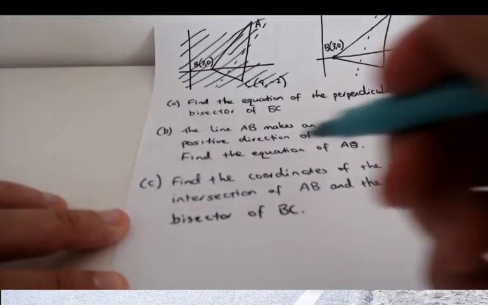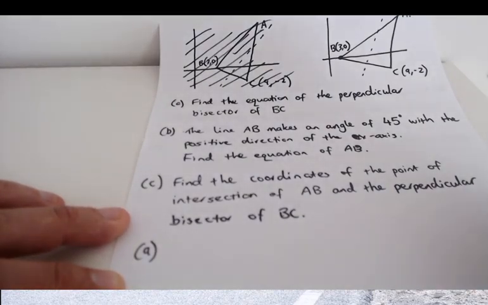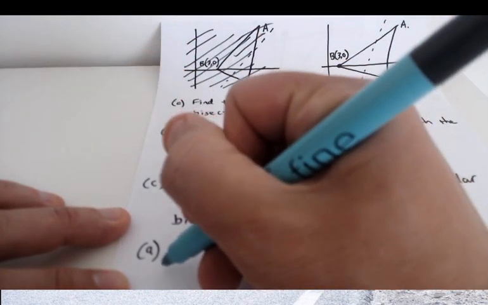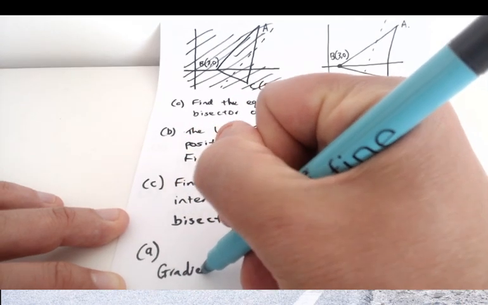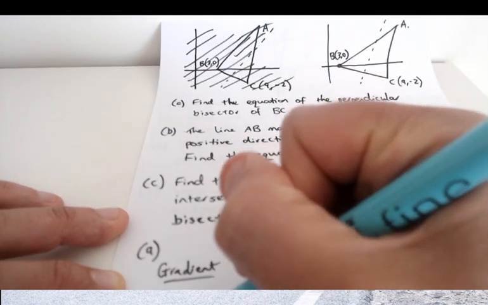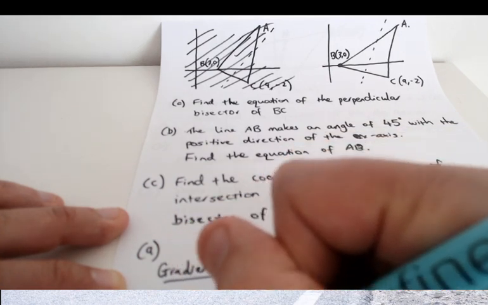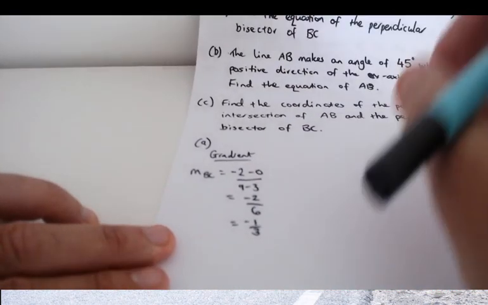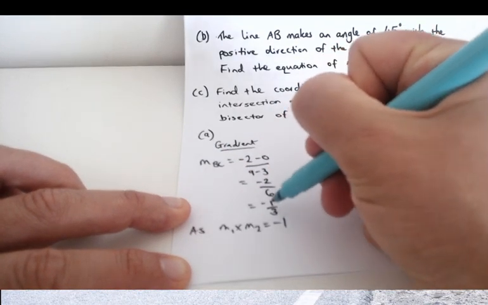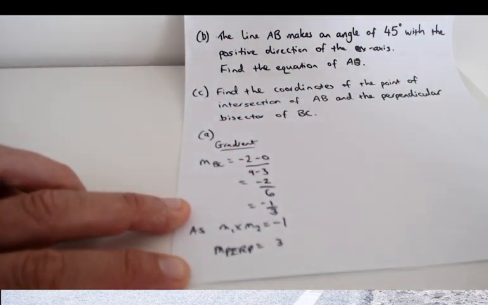Right, part A. The perpendicular bisector of BC. So for a perpendicular bisector, I need the gradient of BC, the perpendicular gradient, and I also need the midpoint. So let's start with gradient. I want the gradient of BC, which is going to be minus 2 take away 0 over 9 take away 3, that's going to give me minus 2 over 6, which would be minus a third. I want the perpendicular gradient, so I need my statement. Turn that upside down, change the symbol, it will give me 3 over 1 or just 3.